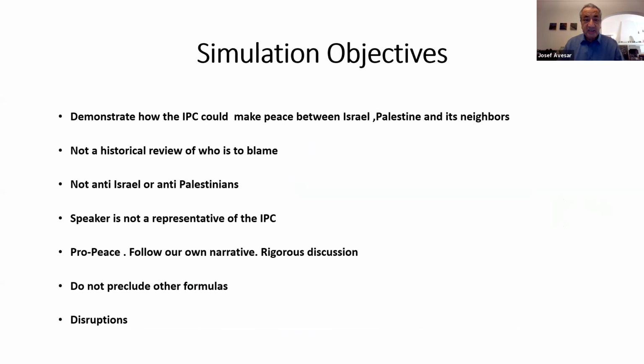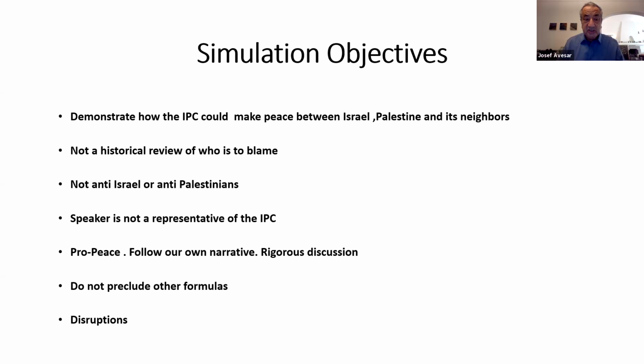The objective of the simulation is to demonstrate how a common government could make peace between the Israelis and the Palestinians and the neighbors. We're not here to have a historical review of the conflict. We're not here to blame one side or another. We're not anti-Israel or anti-Palestinians. We are pro-peace.